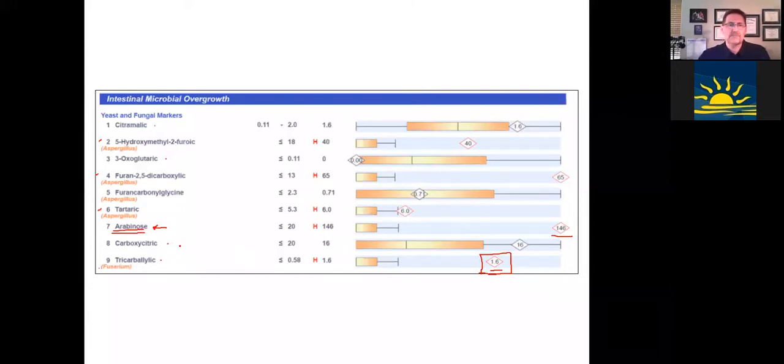The other thing to keep in mind is that when they say yeast and fungal markers, the biological group of organisms is called fungus, which includes yeast, and also includes mold. Candida is a type of yeast. Aspergillus is a type of mold. But Candida is not a mold and Aspergillus is not a yeast, but they all fall under the biological group of organisms called fungi.